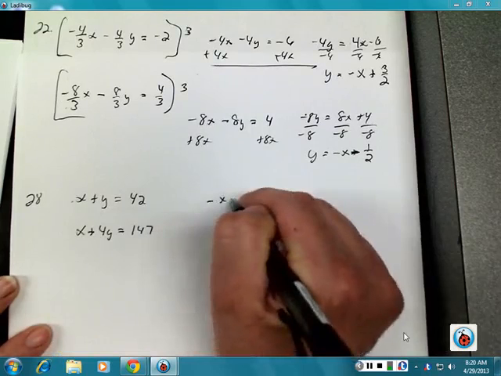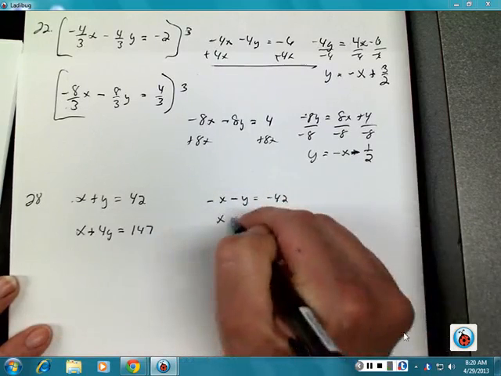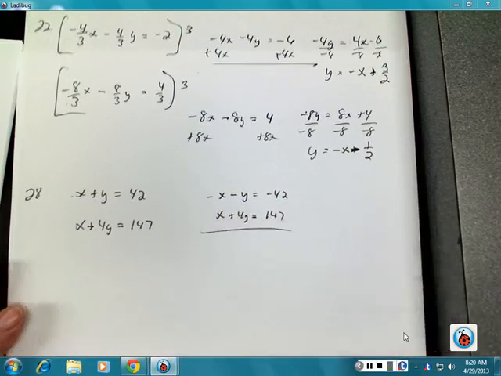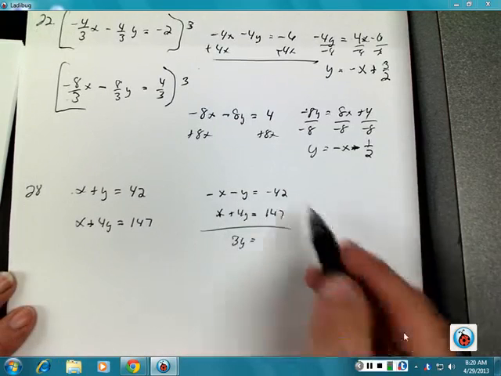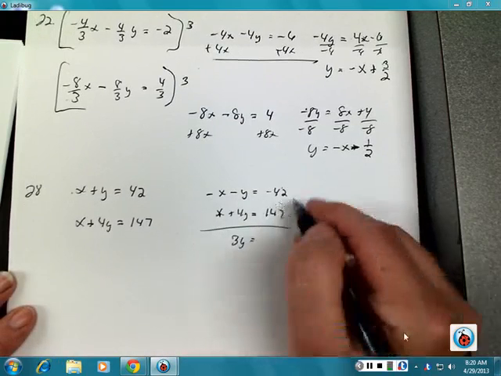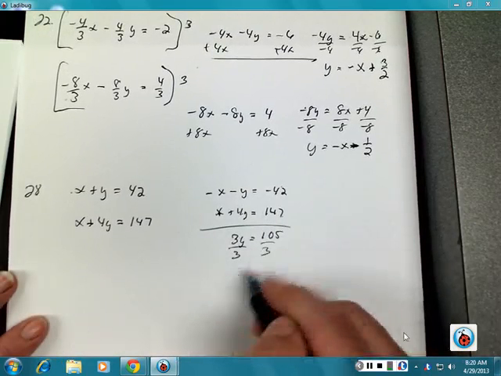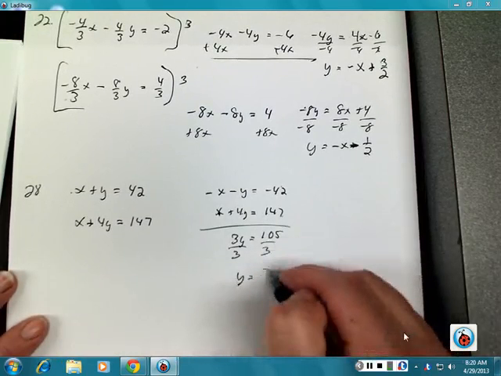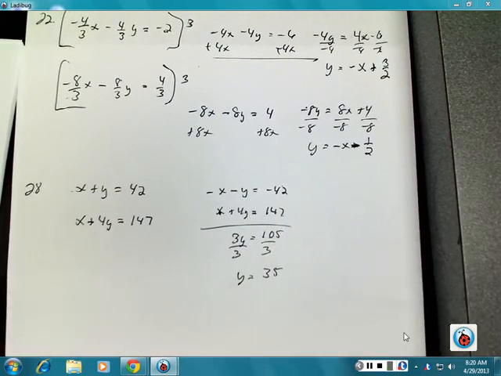So negative x minus y equals negative 42, and x plus 4y equals 147. And if I add these, the x's disappear, the y's become 3y, and 147 minus 42 leaves me with 105. Divide by 3, and I find y is equal to 35. Okay?